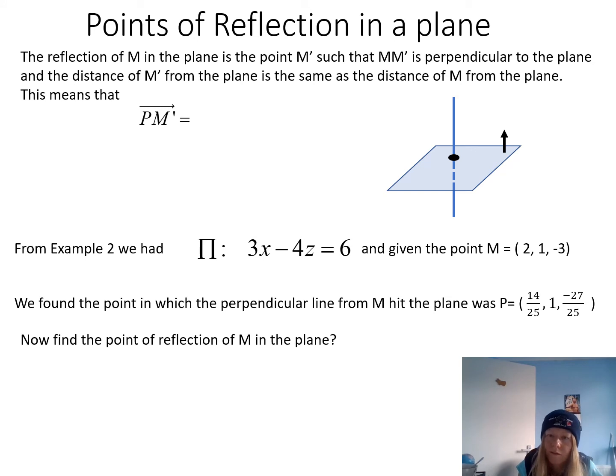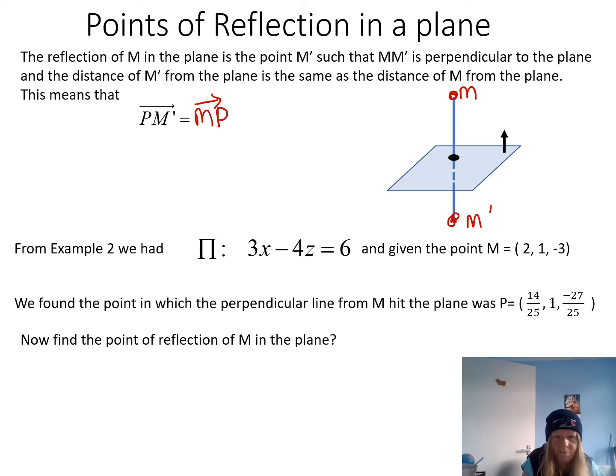So let's put that here. If you've got this point here, M, you reflect it in the plane, you'll get this point here, M dash. So MM dash is perpendicular to the plane. It's the shortest distance. And the distance from M dash to the plane is the same distance as M to the plane. Pretty obvious. So we can write PM is equal to, going from P to M is equal to going from M to P. That distance is the same as that distance.